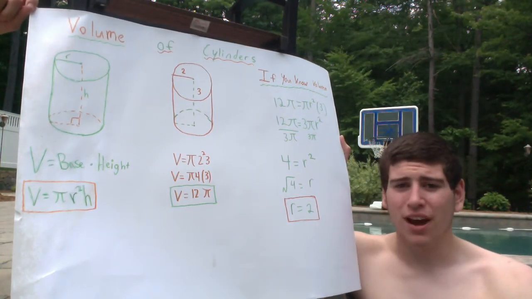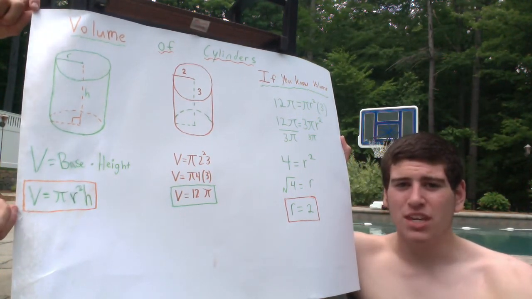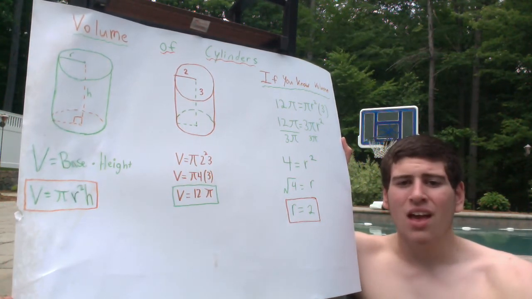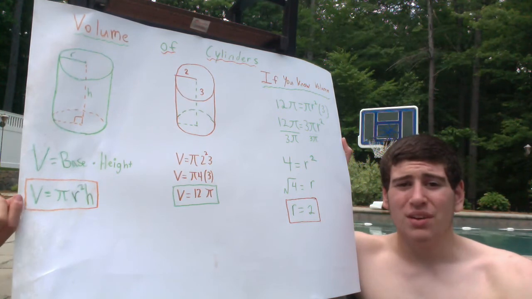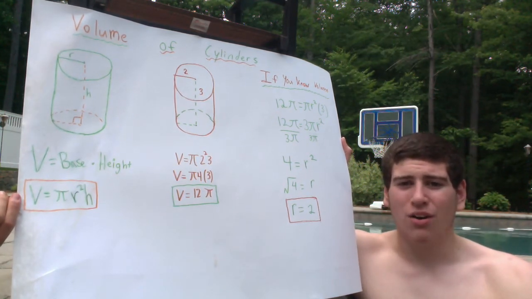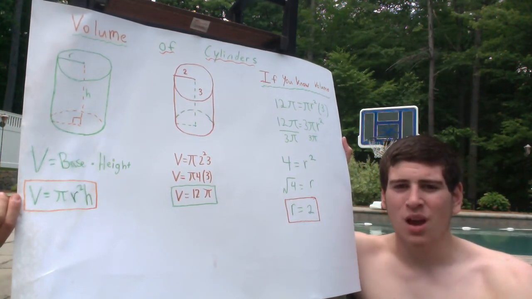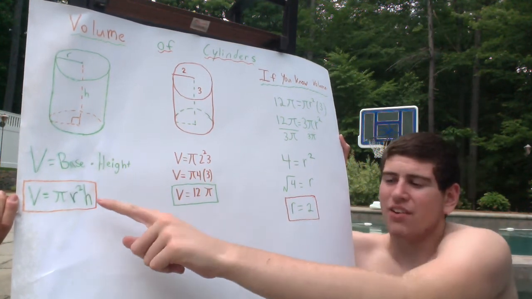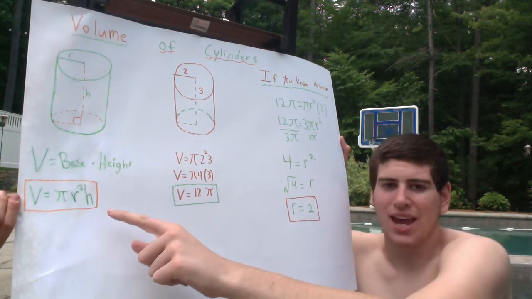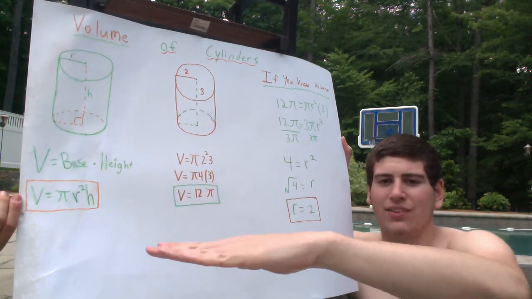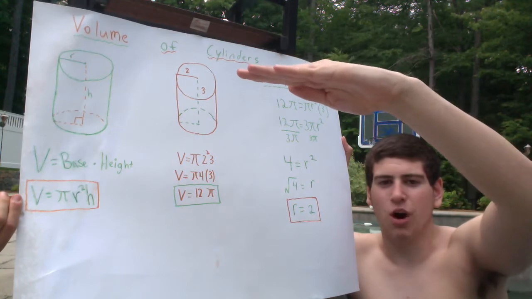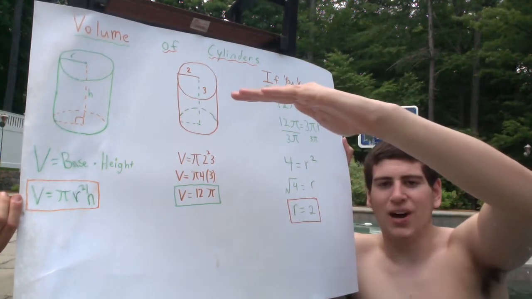The formula for finding the volume of a cylinder is V equals area of the base times the height, or V equals pi r squared times the height. The reason that this is so is because the area of the base times the height is just adding layers and layers and layers of that same base all the way to the top, which will add up to the volume.